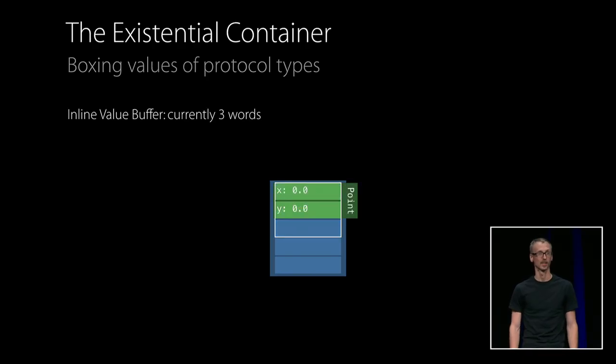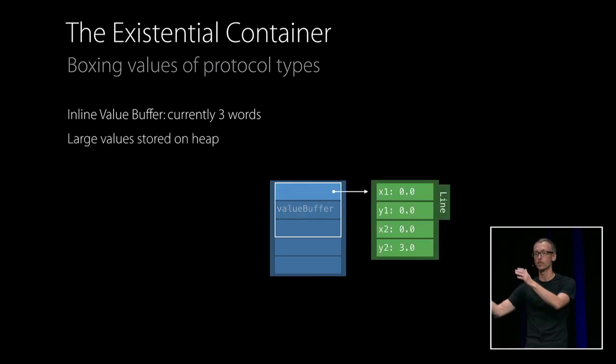Small types, like our point, which only needs 2 words, fit into this value buffer. Now, you might say, wait a second. What about our line? It needs 4 words. Where do we put that? Well, in this case, Swift allocates memory on the heap and stores the value there, and stores a pointer to that memory in the existential container.